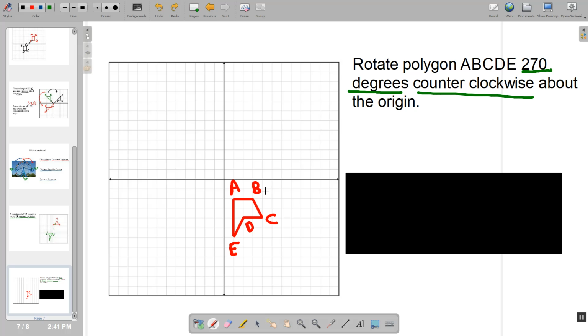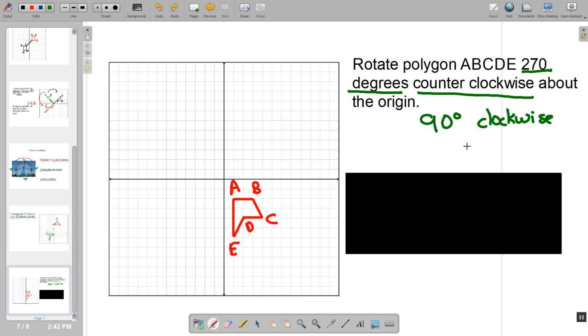So counterclockwise is this direction. So I'm going to go 1, 2, 3, and it's going to end up down here to our left. But if I rotate something 270 degrees counterclockwise, that's the same as doing 90 degrees clockwise, which means that I'm actually going to be going 90 degrees this way. It will be the same thing. So you can think about it in either method.